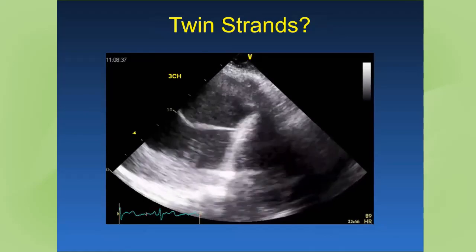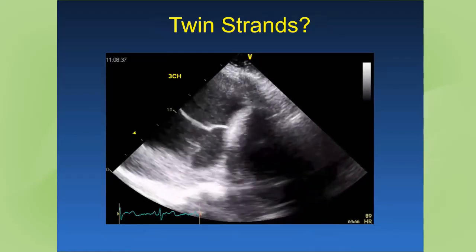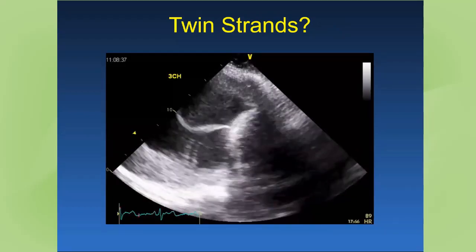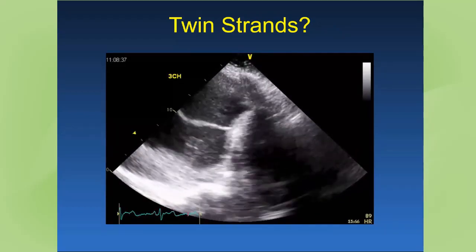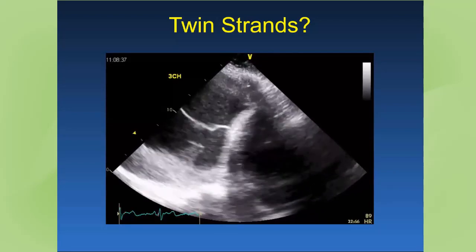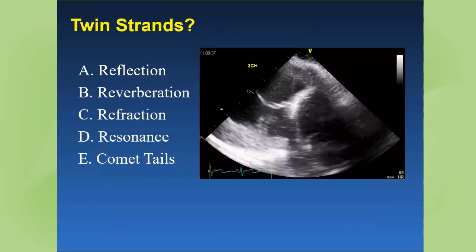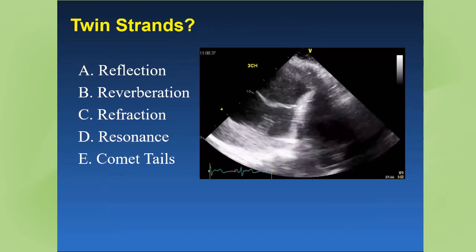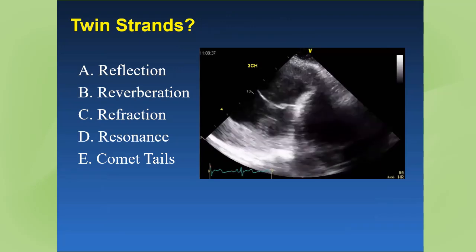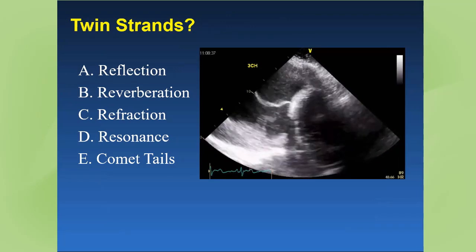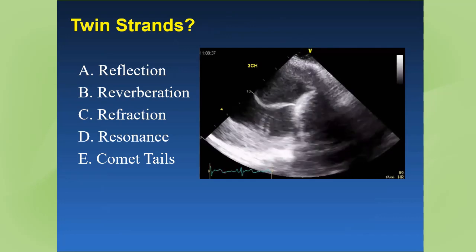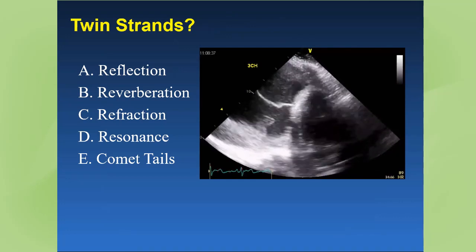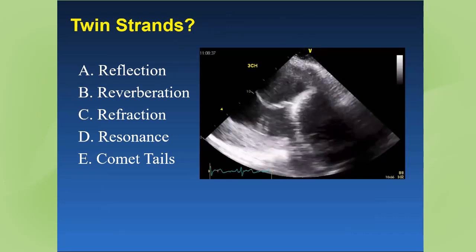Now, this is neat. On the left-hand side, you see these two parallel dancing strands that are swaying synchronously, and they look like synchronous swimmers. How does that happen? Is it a reflection artifact? Is it a reverberation because they're vibrating? Is it refraction? Is it resonance? Are they ringing or resonating together? Or are they comet tails? They look like tails wagging synchronously.